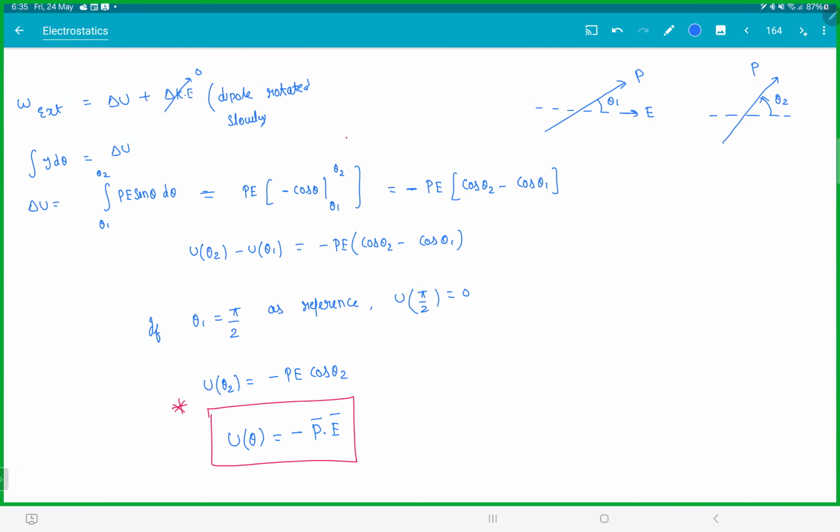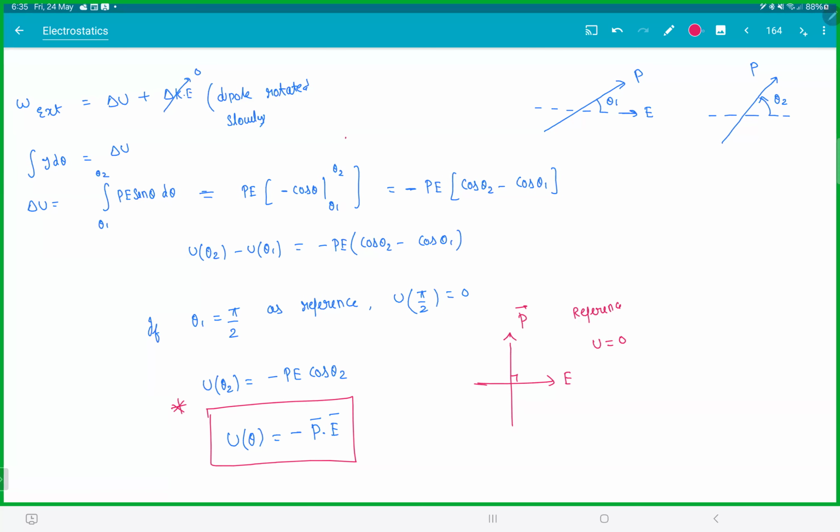So what do you mean by this reference exactly? If this is the electric field and you take a dipole like this, P bar, when both are at 90 degrees, you're taking this as a reference. So you're choosing that here the potential energy is 0. Like I keep saying every time, whenever you say potential energy, you need to define a reference. If P bar and E bar are in the same direction, potential energy is negative maximum. This is stable equilibrium.